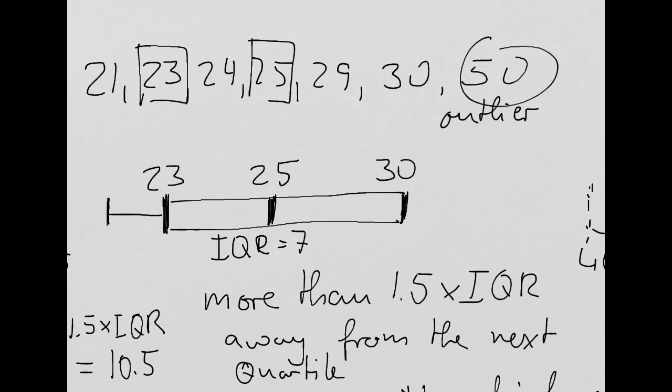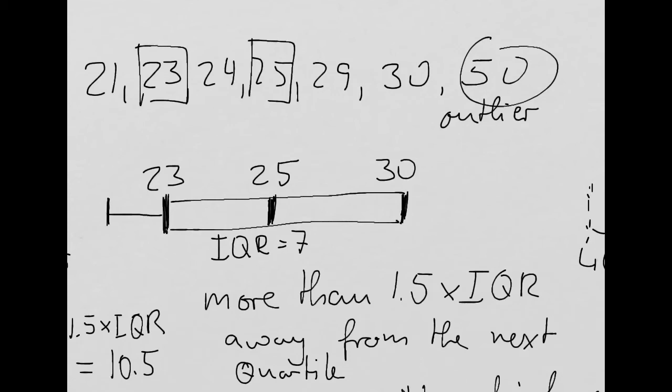What do you suggest we do with outliers? Delete. Good idea? We ignore them. Good idea? What do you think? Shall we delete them? No, we shouldn't delete them.